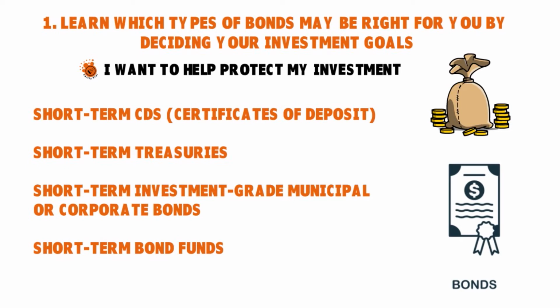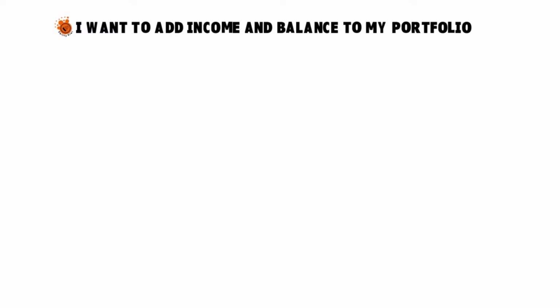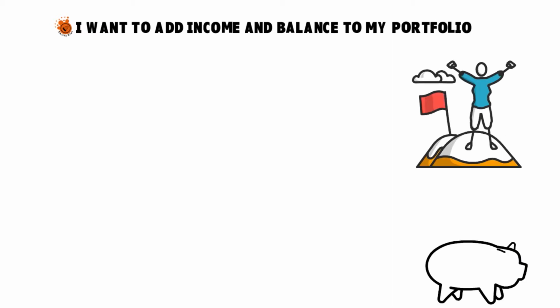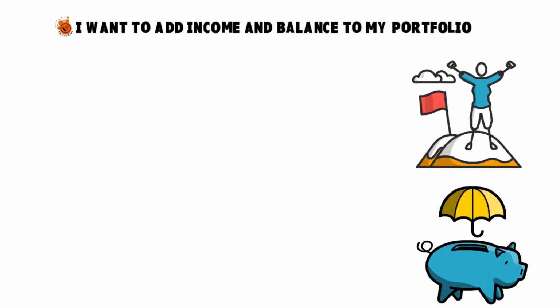If you want to set money aside for a near-term expense, you go for short-term CDs, treasuries, investment grade munis or corporate bonds, and short-term bond funds. If you say, I want to add income and balance to my portfolio, let's say you want to add income and balance to your portfolio. Are you saving for a future goal, for instance, or you're trying to potentially protect your portfolio against, let's say, some of the ups and downs of the market?